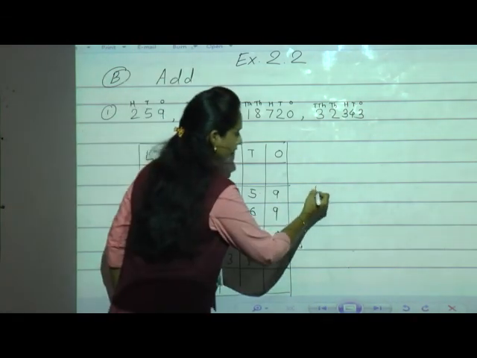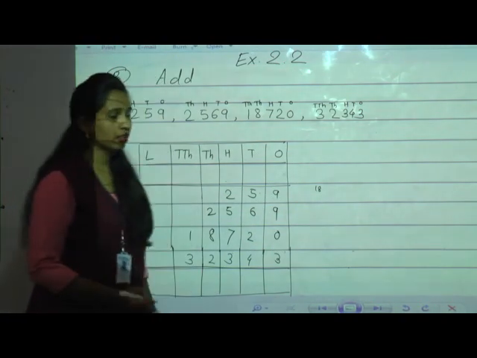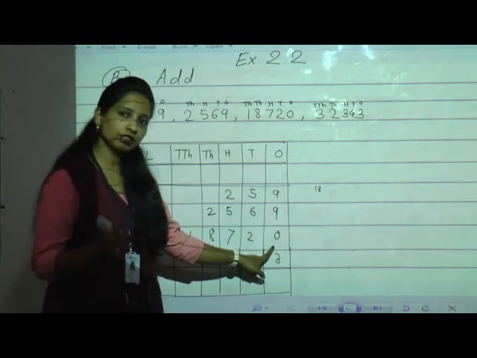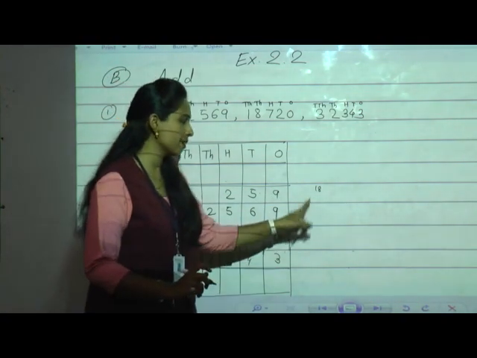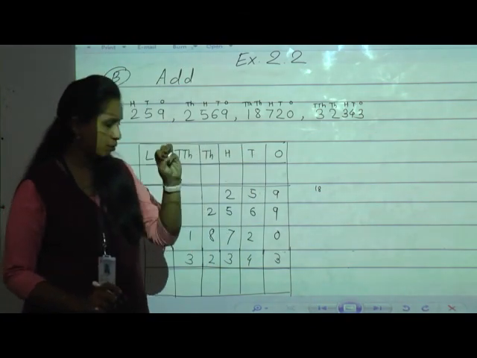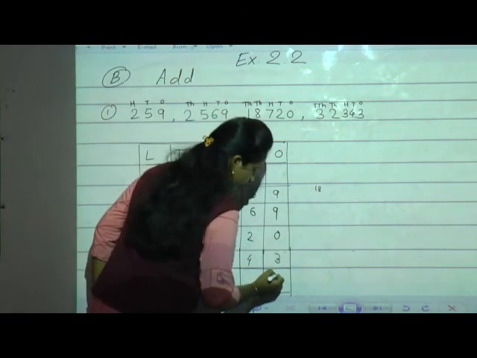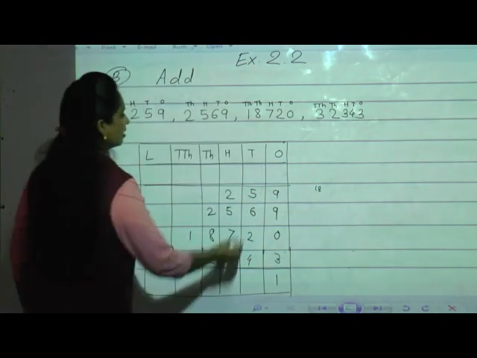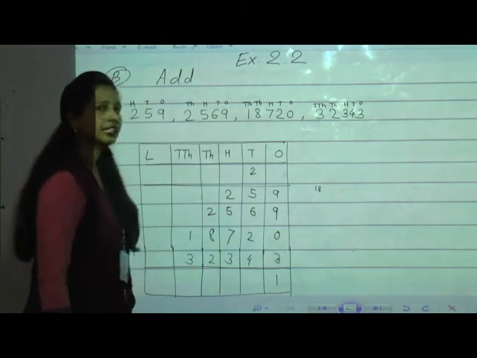So write roughly 18. So 18 plus 0 is 18 only, and 18 plus 3. 18 after: 19, 20, 21. So 21, we write 1 in the ones place and 2 we will carry to the tens place.